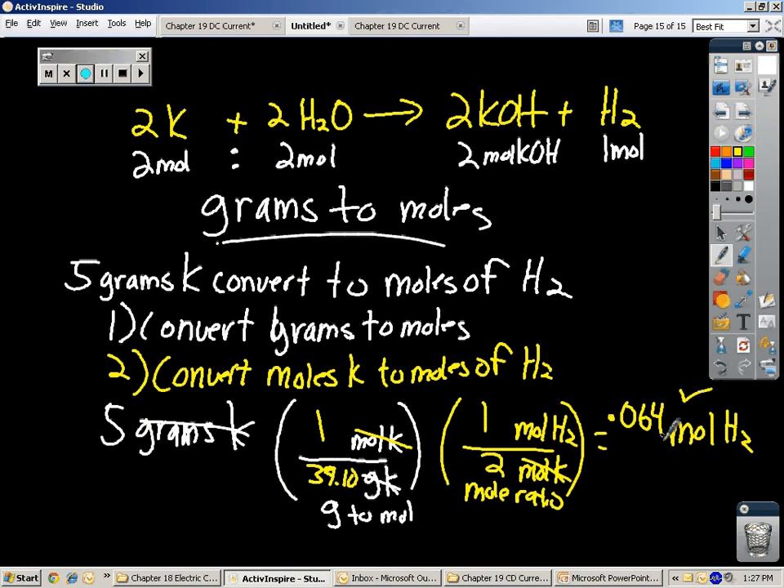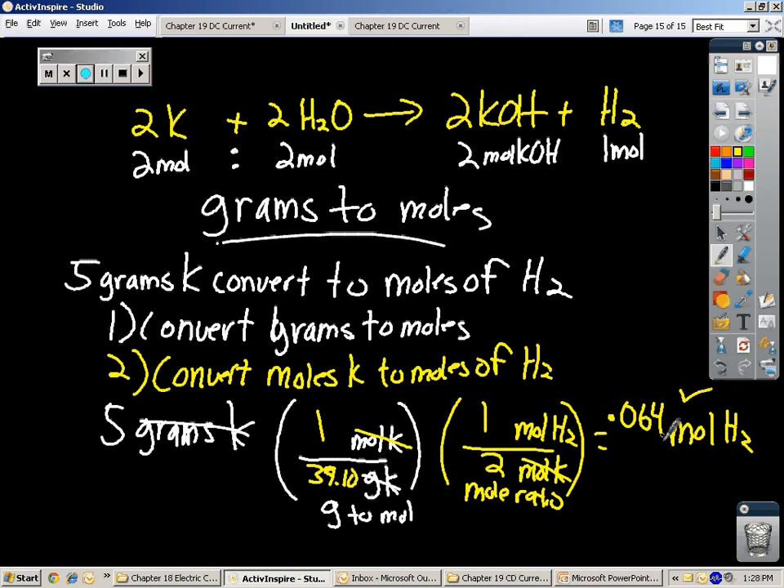Because that's what we're trying to convert here in the mole ratio: moles of potassium to moles of hydrogen. When you do this mole ratio step, you're using this equation right up here, remember? If you take a look at potassium, how many moles of potassium do I have? How many moles of hydrogen do I have? That's why we got 1 mole of hydrogen on top and 2 moles on the bottom. We're trying to get rid of moles of potassium, that's why they go on the bottom.